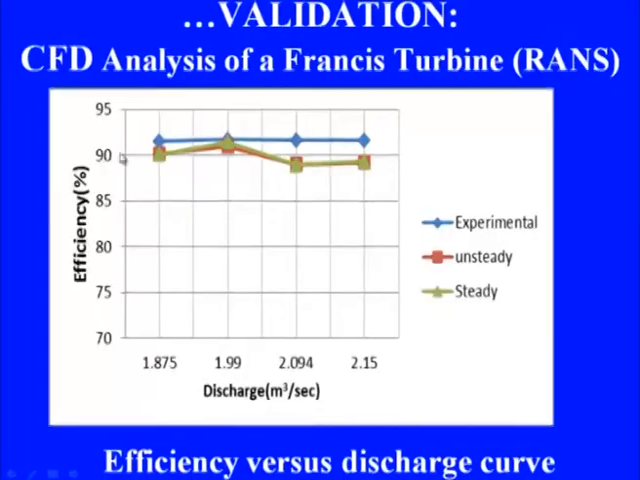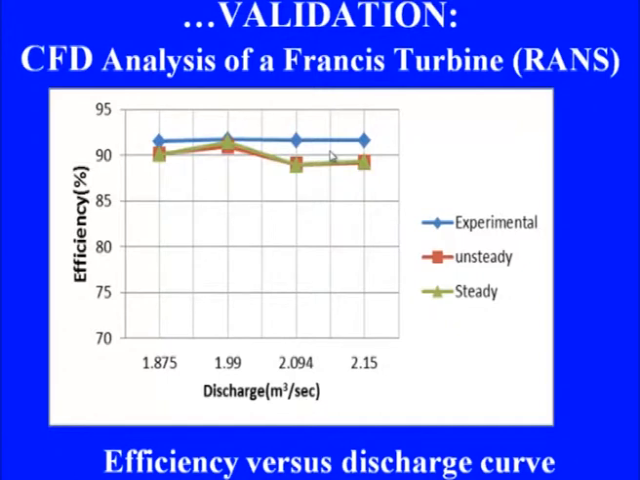Next, about the efficiency, the experiments predict an efficiency of close to 92%. The CFD results give us an efficiency around 90% using both unsteady and steady state simulation. It gives us some confidence that we can go ahead and use our CFD results for further analysis or design modifications, because we get a fairly close estimate of the efficiency, power generation, or the head produced by the turbine.